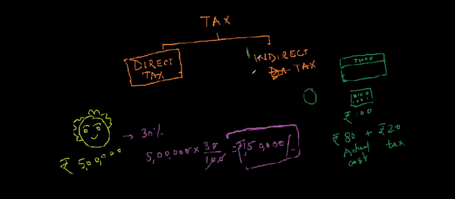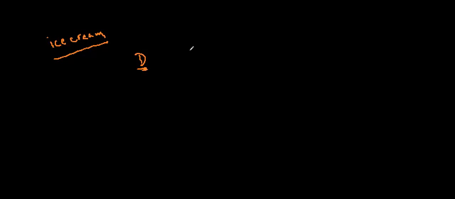Now, in this way, we can say that we have two kinds of taxes. One is your direct tax, and the other one is indirect tax. And certainly, by this indirect tax, we can say that when we purchase a cone of ice cream, that costs us some kind of tax that we have to pay to the government. Okay, we will discuss these two kinds of taxes, the direct tax and the indirect tax, in detail in our upcoming videos.